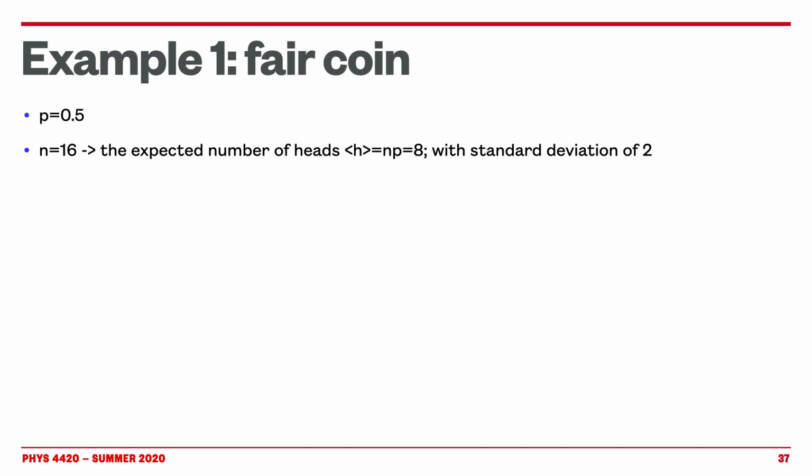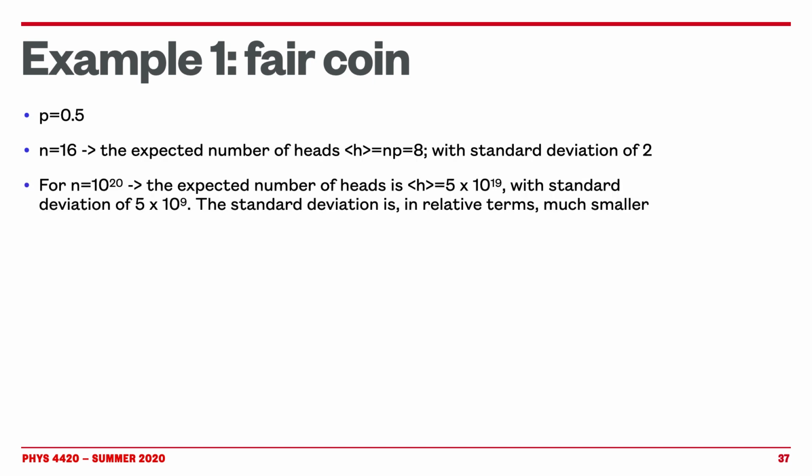So let's try to have a look. Suppose that now n is 10 to the power 20, so it's almost the Avogadro number, very large. So the expectation number of heads is again n times p, so basically 10 to the power 20 divided by 2. So exactly half of them are heads, and the standard deviation now is 5 × 10⁻⁹, and this comes from the square root of p times 1 minus p divided by n, as we showed in the previous slide.